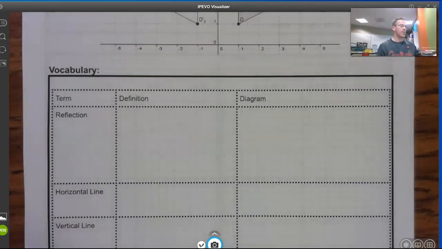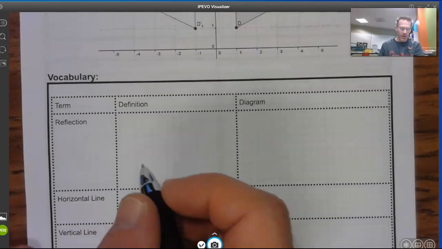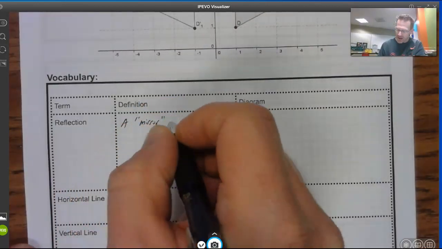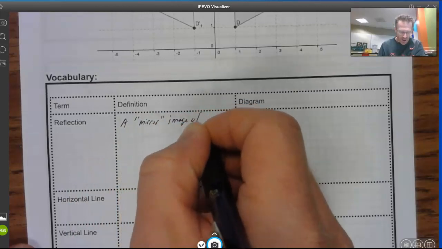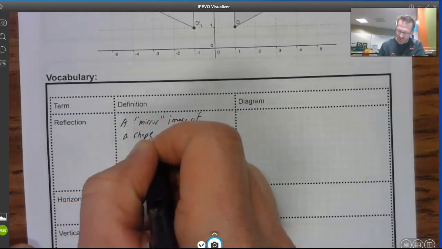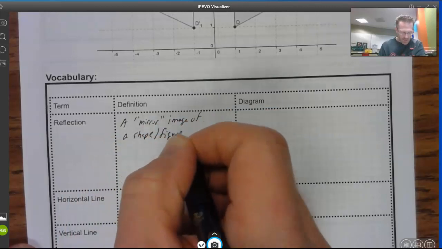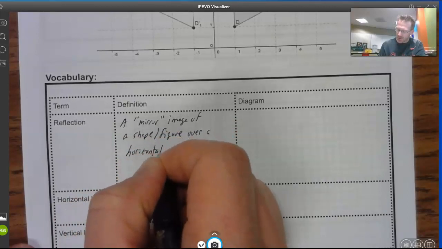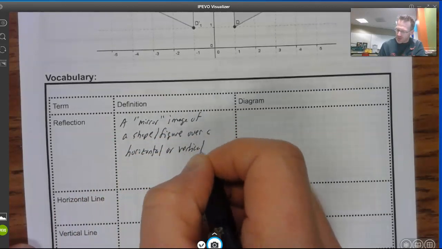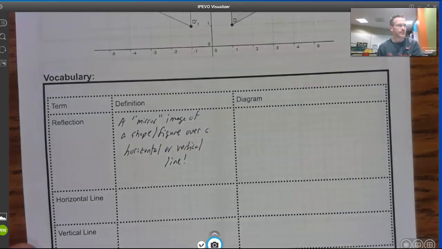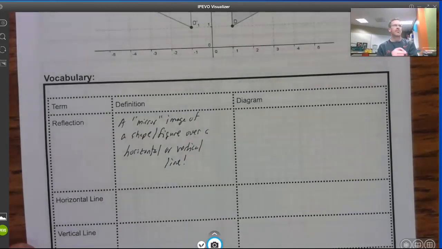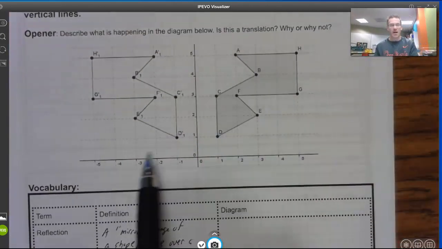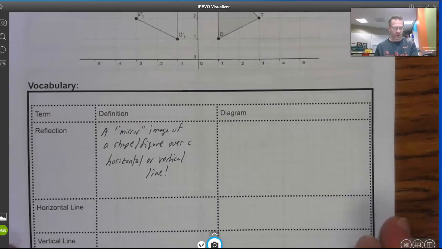And so what is a reflection? Well, a reflection is a mirror image of a shape or figure over a horizontal or vertical line. We're just going to take that image and reflect it over a horizontal or vertical line. So that could be the y-axis like we did up here, it could be the x-axis, or it could be any other horizontal or vertical line.